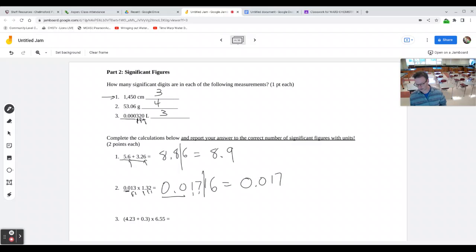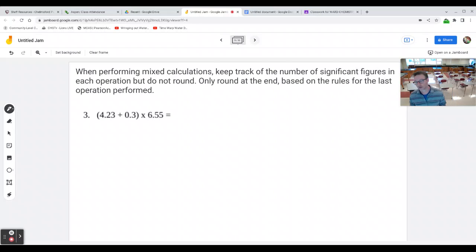Now the final problem on this example has adding and multiplying. So what do you do when you have 2 different rules and both operations in the same calculation? Here's the best way I've seen it explained. And I'm going to jump to a new slide just to focus on this for a minute. When you have a mixed operation, first things first, don't round until the end. Okay, you always want to keep all your places that you can up to the end and then round off at the end.